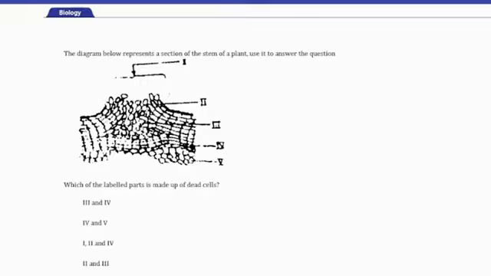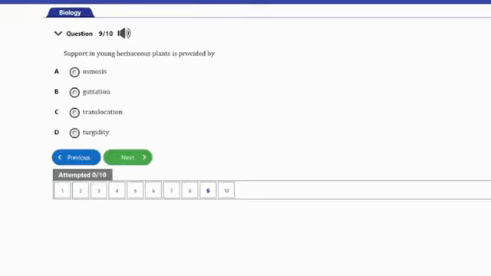Let's go ahead and consider the next question. That's question number 9 here. So the question says, support in young herbaceous plants is provided by A. Osmosis, B. Guttation, C. Translocation, D. Turgidity. So guys, the answer to this question is option D here, and that's turgidity. And that's the answer to this question here. So let's go ahead and consider the next and the last question, question number 10.